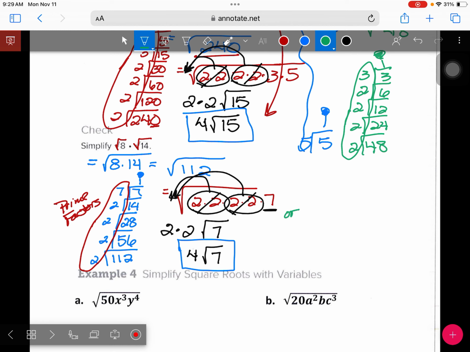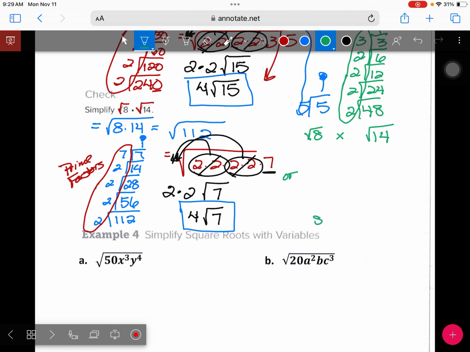I could have done square root of 8 times the square root of 14. So start with 8. Divide by 2. 4 is divisible by 2. 2 is divisible by 2. And so square root of 8, 2 times 2 times 2, pull out a pair, and that simplifies to 2 times the square root of 2.